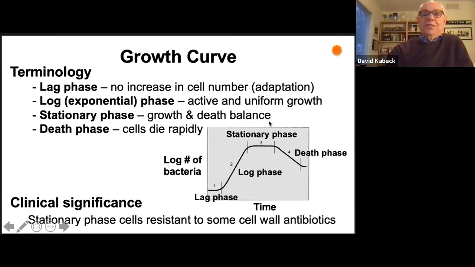Actually, very often the cells start dying. And sometimes we see that the cell death is equal to the new growth, and the culture is in stationary phase and the number of bacteria remains constant.